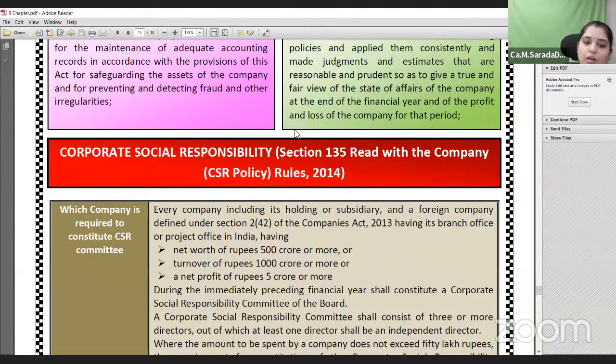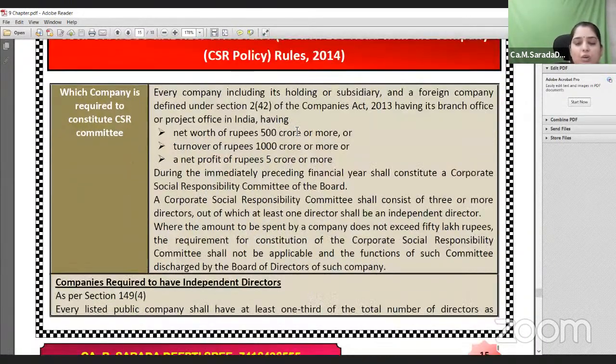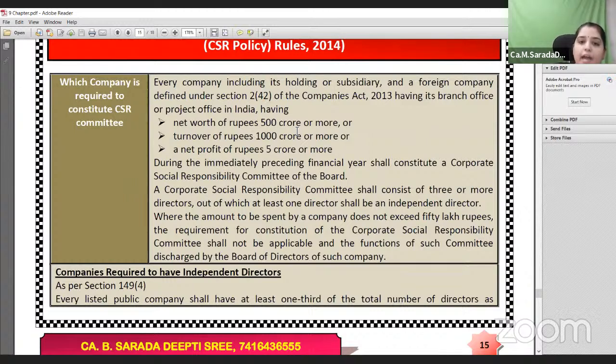So this corporate social responsibility committee is mandatory in India for these respective companies who fulfill these limits, like net worth of rupees 500 crores or more, turnover of 1,000 crores or more, and net profit of 5 crores or more. And compulsorily in their committee there should be an independent director who is not at all related to the company, and who is independent from the management of the company. In the committee of corporate social responsibility, there should be one independent director.